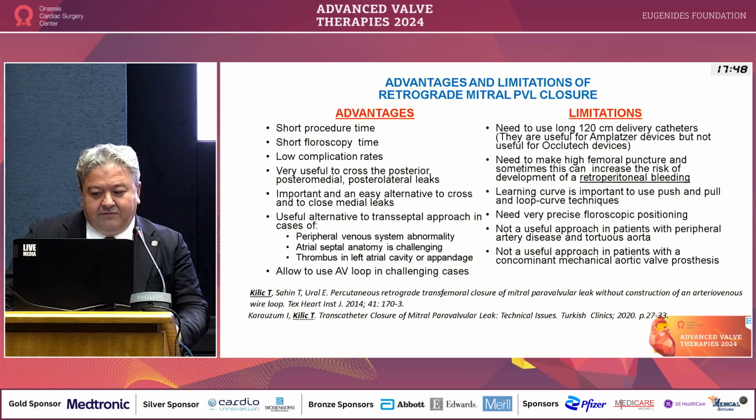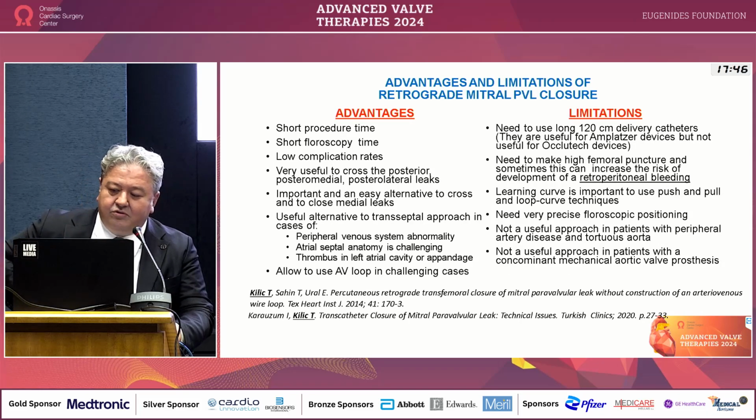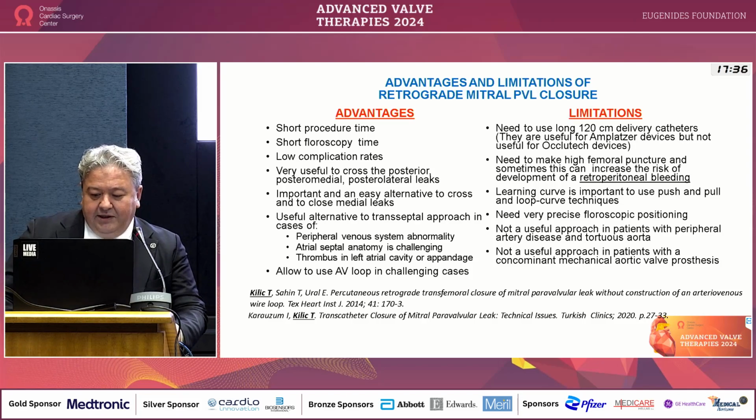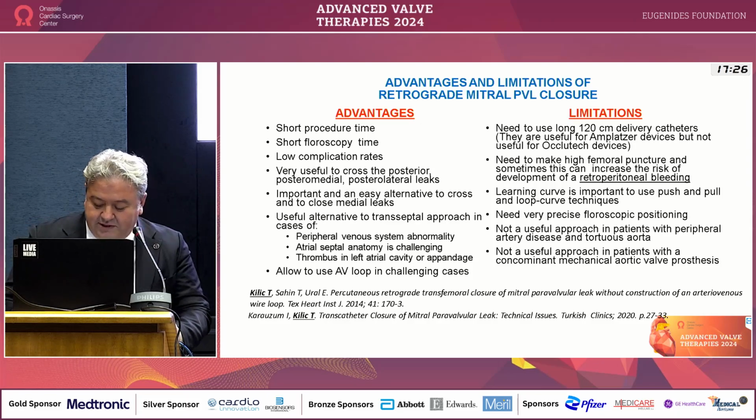But there are limitations: the need to use long 120 centimeter delivery catheters and to make a high femoral puncture, and sometimes this can increase the risk of retroperitoneal bleeding, and it is not a useful approach in patients with peripheral artery disease, and not a useful approach in patients with a concomitant mechanical aortic valve replacement.